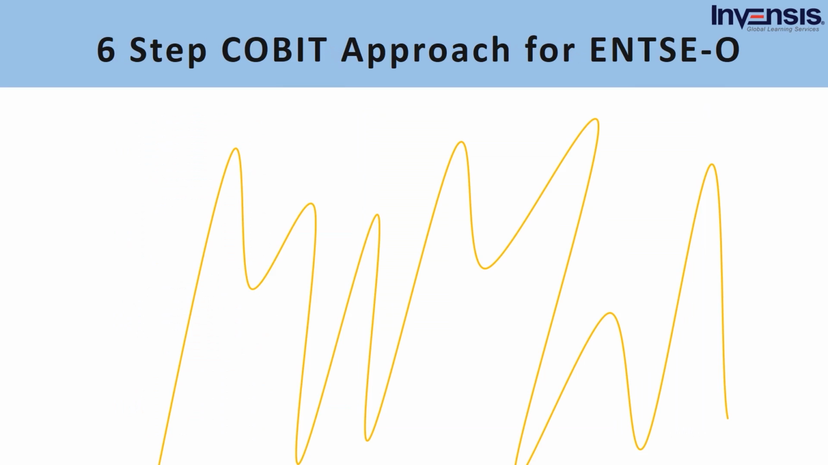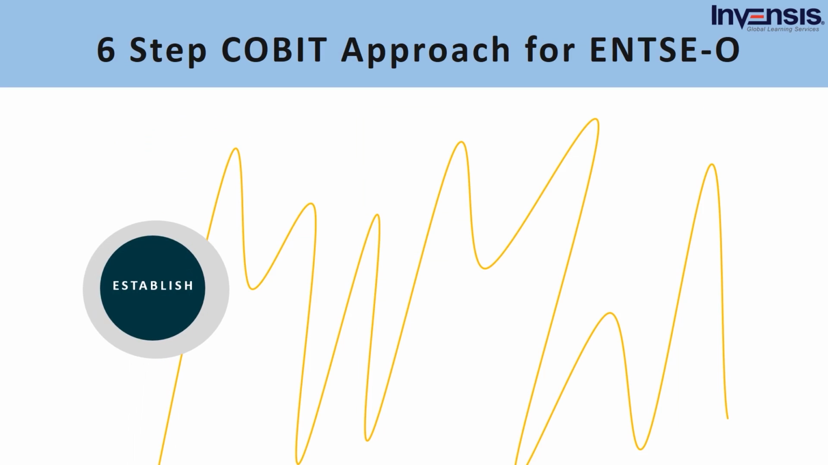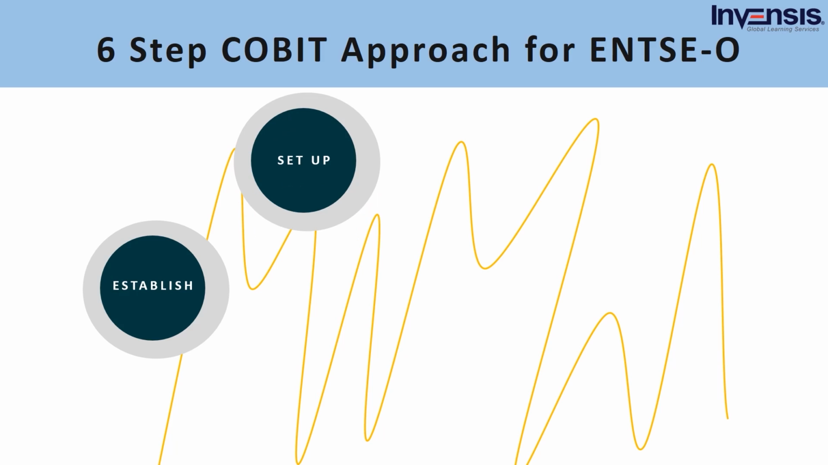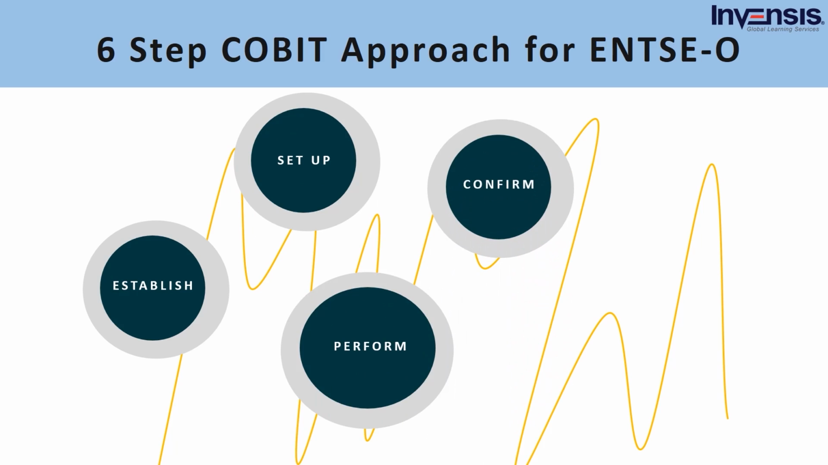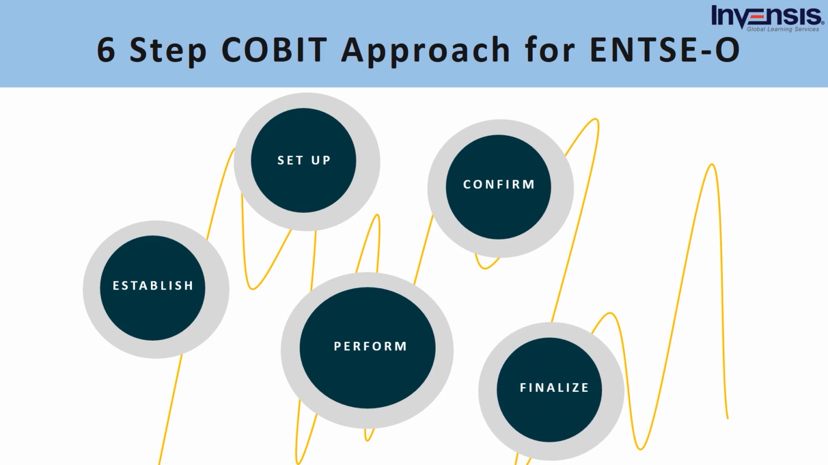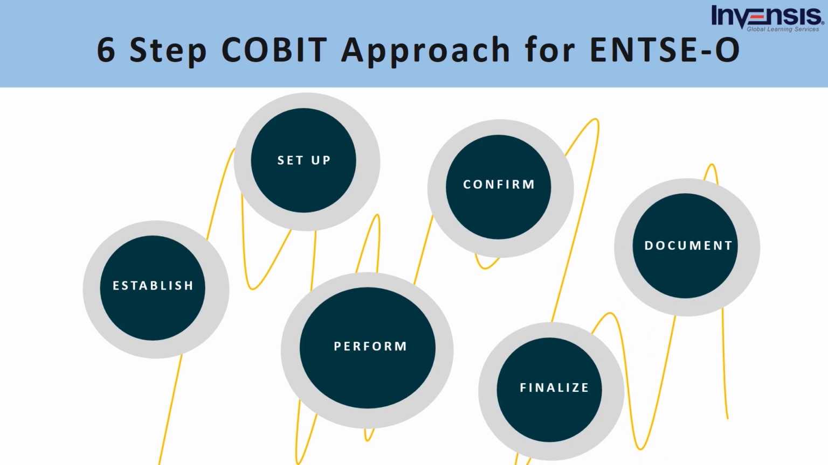The implementation of the COBIT 5 framework is a 6-step procedure. Step 1, establish business drivers relevant to the IT processes. Step 2, set up the IT processes in the enterprise. Step 3, perform a prior selection of target processes based on the above selection. Step 4, confirm the prior selection of target processes with the project sponsor and key stakeholders. Step 5, finalize the list of processes. Step 6, document the scoping methodology in the IT strategy document.